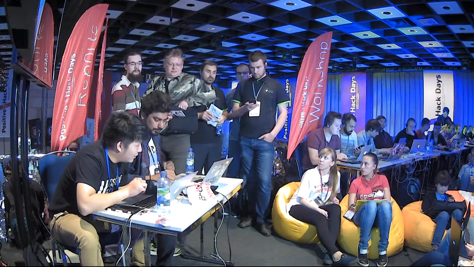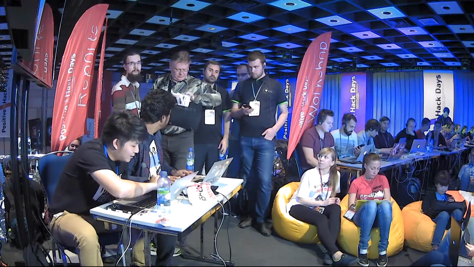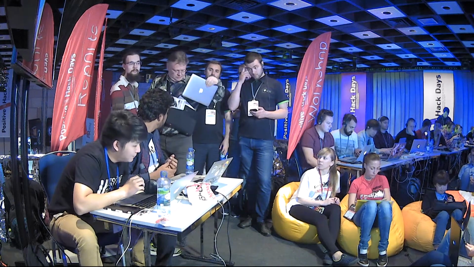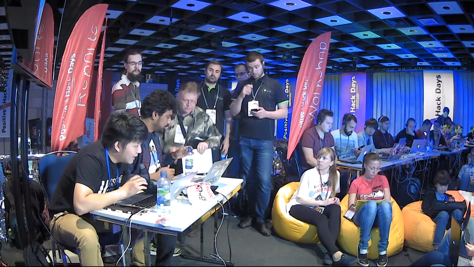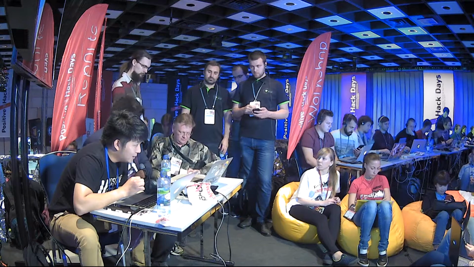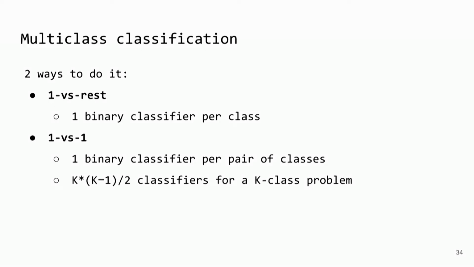But what if you have more than just two classes? There's a few different ways that you can do it. Multi-class classification is what this is called. So let's say you have classes A, B, and C. You have three different kinds of fruits, and you're trying to classify them. How do you fit a model to classify things into more than two categories?